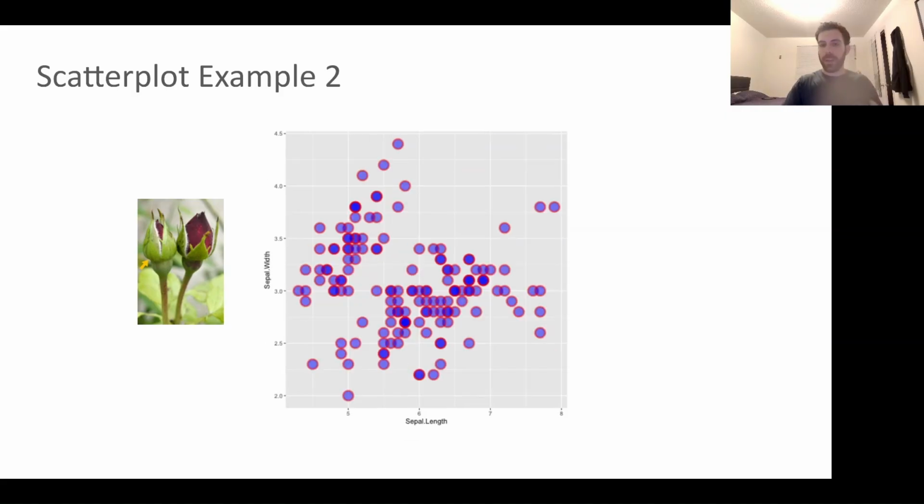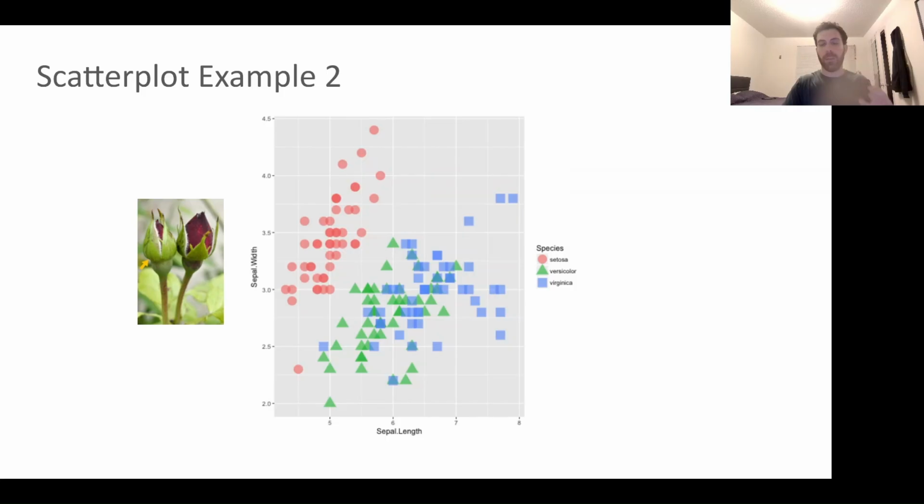It's not really clear to me if there is a relationship between sepal length and sepal width, but I think the plot becomes much more informative when we add a third variable, which is the species of iris flower. So that's just something I wanted to show. It's not super related to correlation, but I thought it was a good example. So moving on to correlation.